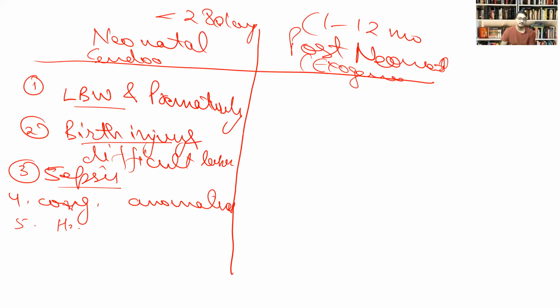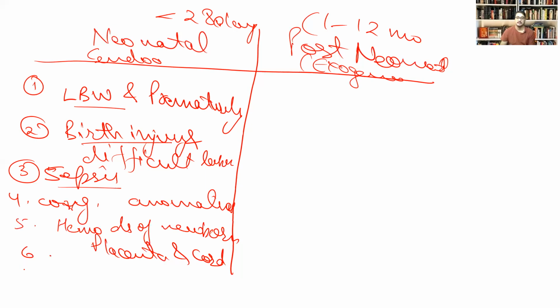Then hemolytic disease of the newborn, which has a mostly genetic relation. Then there are certain conditions of the placenta and cord, like placenta previa, placental issues, vasa previa, and all these things. Then we have tetanus also. Neonatal tetanus is a famous cause. Then two other causes we know, which are common to post-neonatal also: acute respiratory infection and diarrhea. These two are very frequent causes.